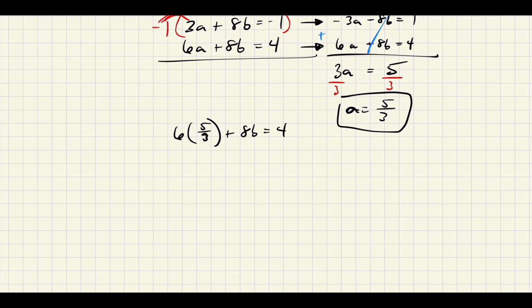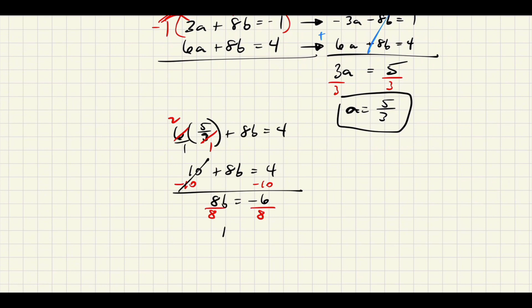So let's see. When I do that, I get, divide them both by 3. So I get 10 plus 8b equals 4. Subtract 10 from both sides. Divide by 8. B equals negative 3/4 when I reduce. Negative 3/4. And you're done.